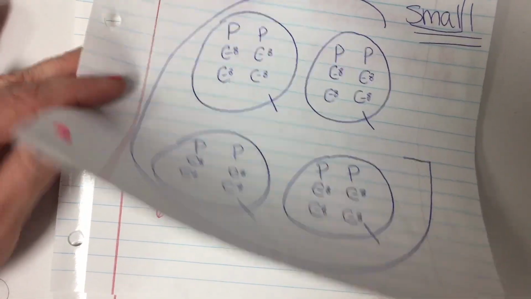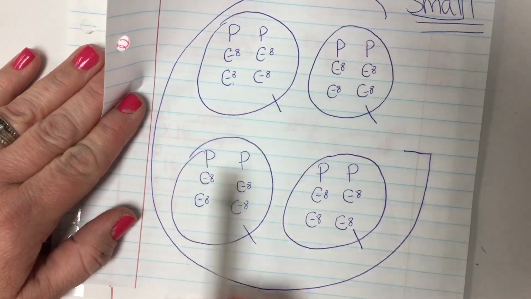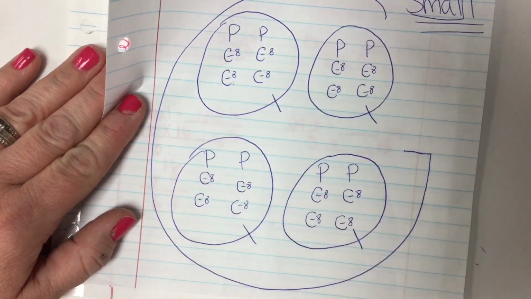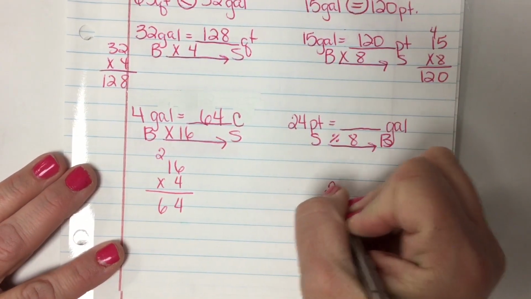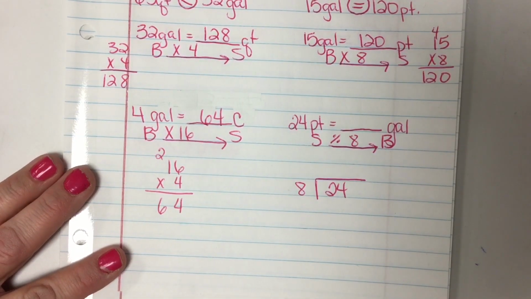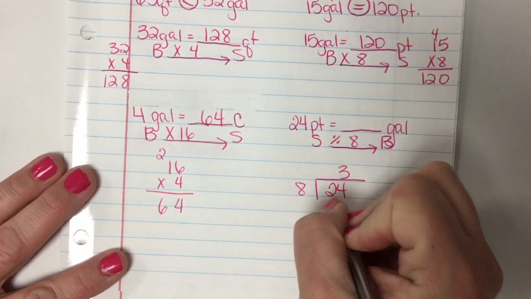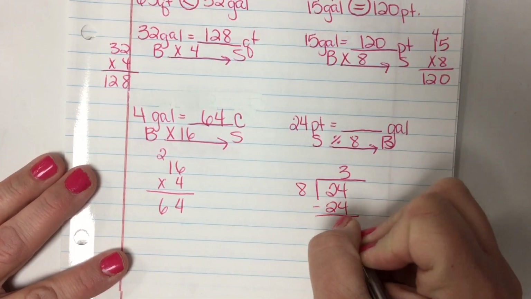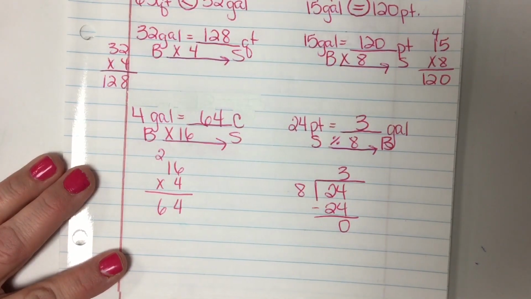G-man again. So same thing. You're going to look inside the big G and you're going to count how many pints you have. 2, 4, 6, 8. Okay, so we're going to divide by 8. 24 divided by 8. Well, 8 times 1 is 8. 8 times 2 is 16. 8 times 3 is 24. So 24 exactly. So 24 pints is 3 gallons.